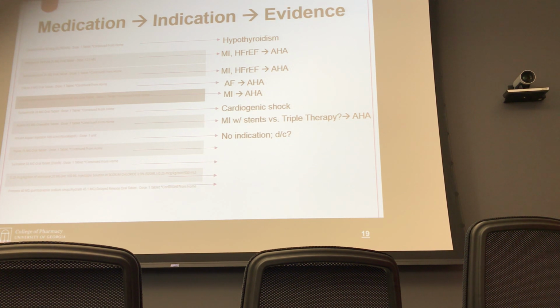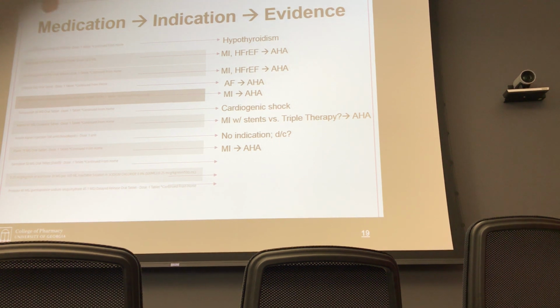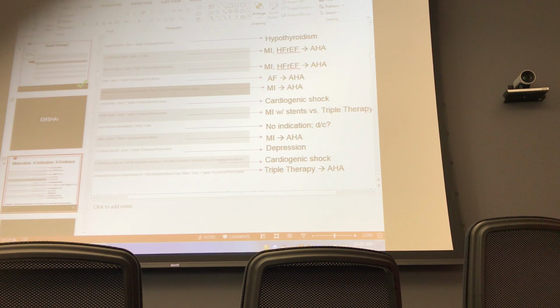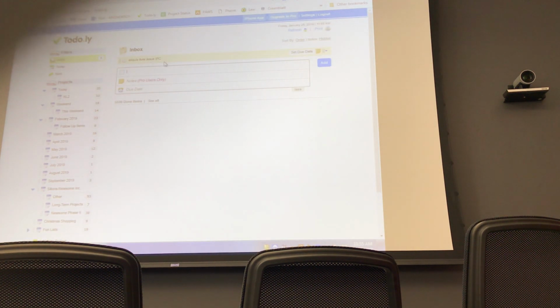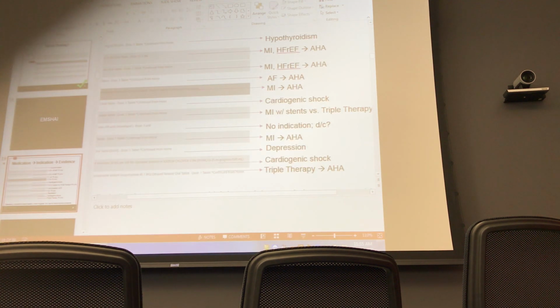Plavix, what's Plavix for? MI with a stent, absolutely. What's the Zoloft for? Oh, you guys can't find anything? Okay, I had depression on here. I'm gonna take some notes. So the upside and downside of this, depression, question mark, diabetes. Okay. So you guys have no indication.